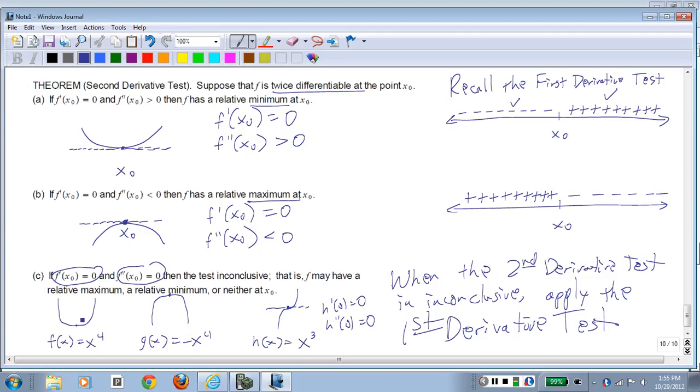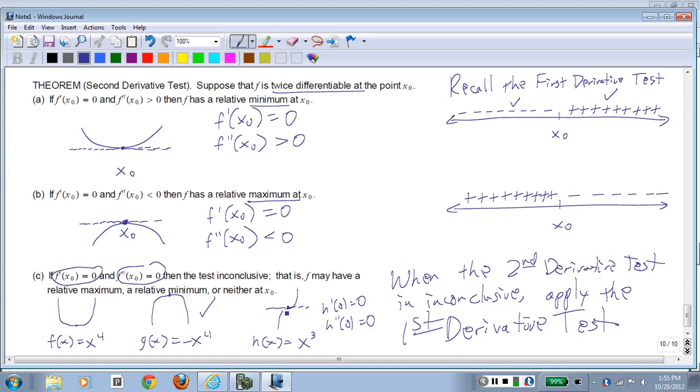And what we would see is this. For this first picture, to the left we would have minuses because it's decreasing. And to the right we would have pluses because it's increasing. And we would conclude relative minimum based on the first derivative test. If we looked at this one right here, to the left we would have pluses. And to the right we would have minuses, and we would conclude relative maximum based on the first derivative test, even though the second derivative test gives us nothing.